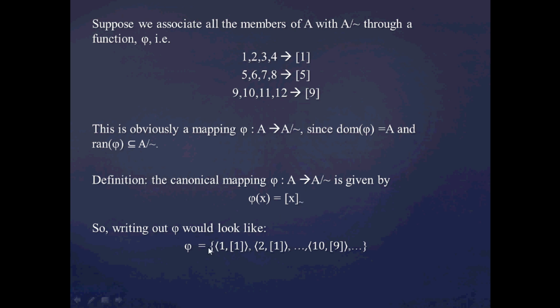But just to make that clear, suppose I were to write out this function phi. Remember, functions are just a set of ordered pairs. What that would look like is that 1 gets sent to the equivalence class of 1, 2 also gets sent to the equivalence class of 1, 3 would be sent to the equivalence class of 1, and so on. And then, just as another example, 10 is going to be sent to the equivalence class of 9.